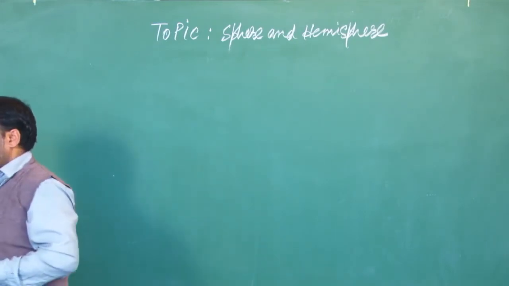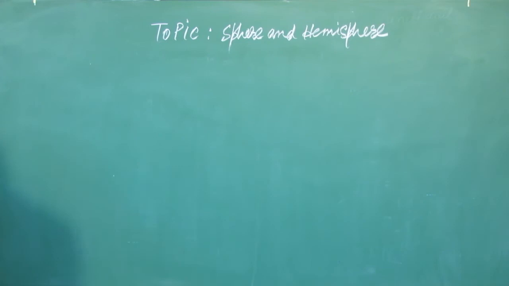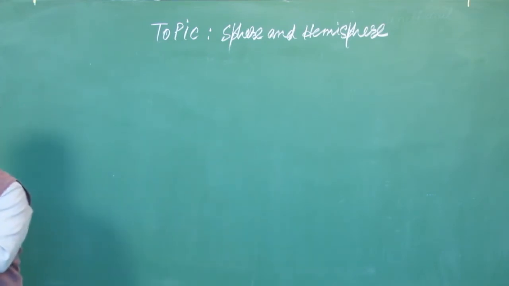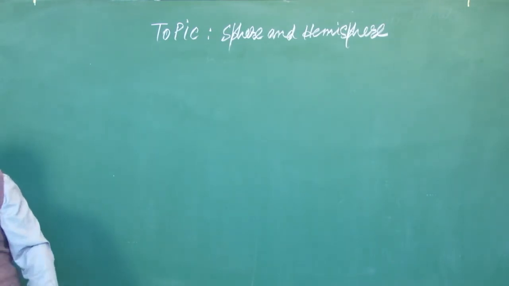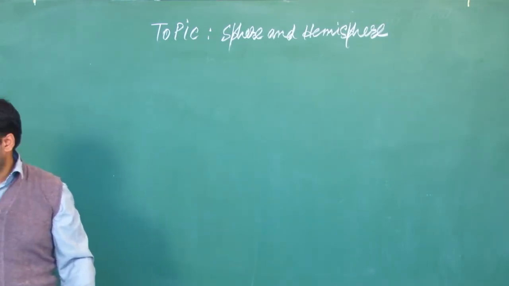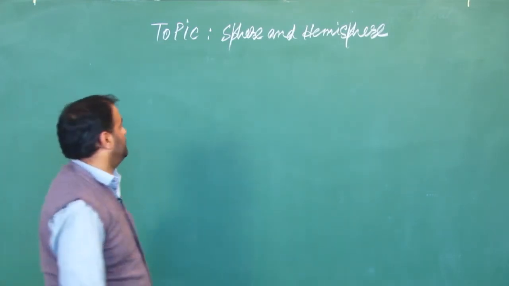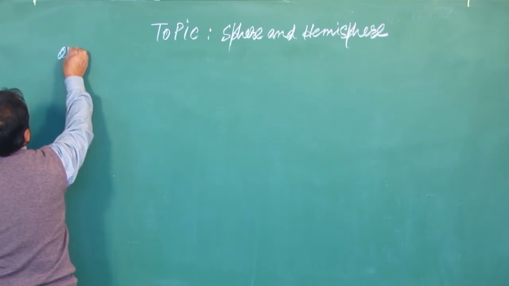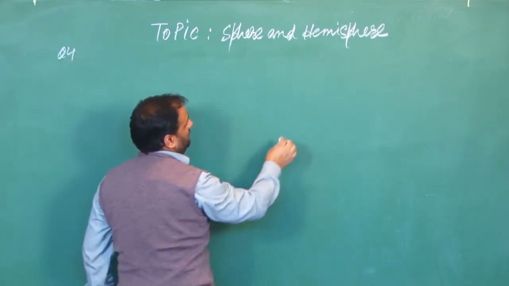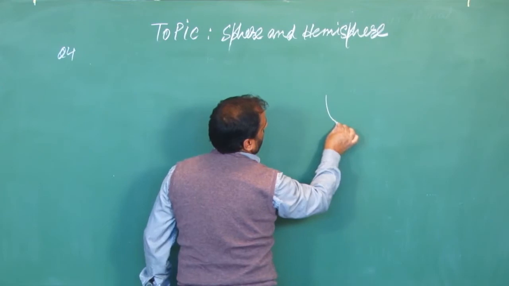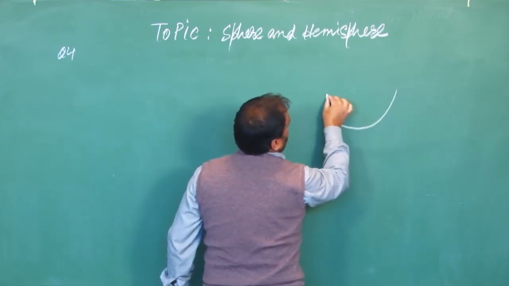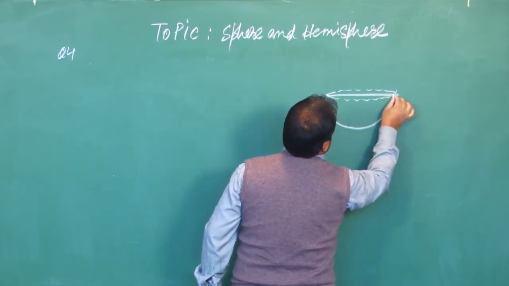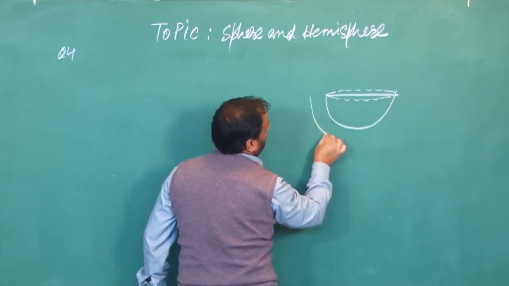There is another question. A hemispherical ball is made of steel which is 0.25 centimeter thick. The inner radius of the ball is 5 centimeter. Find the outer curved surface area. Now, we have a hemispherical ball. This is the hemispherical ball. It has a certain thickness.